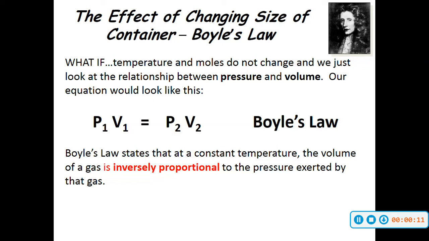Okay, so what if temperature and moles do not change and we just look at the relationship between pressure and volume? Our equation would look like this: P1 V1 equals P2 V2, and this is going to be Boyle's law, which states that at a constant temperature, the volume of a gas is inversely proportional to the pressure exerted by that gas.